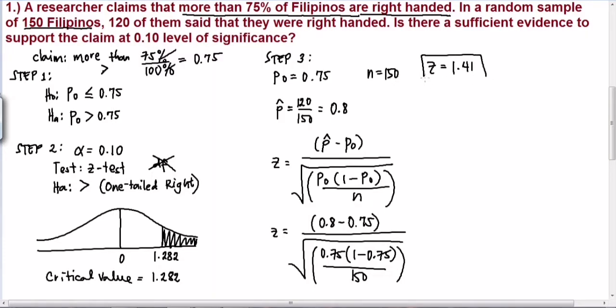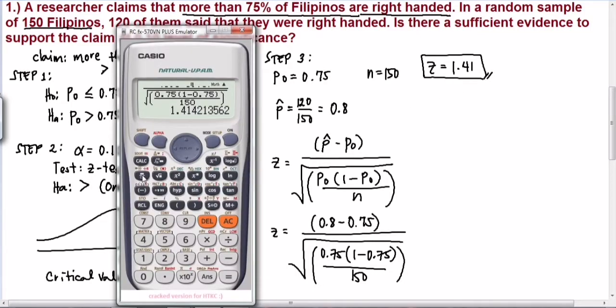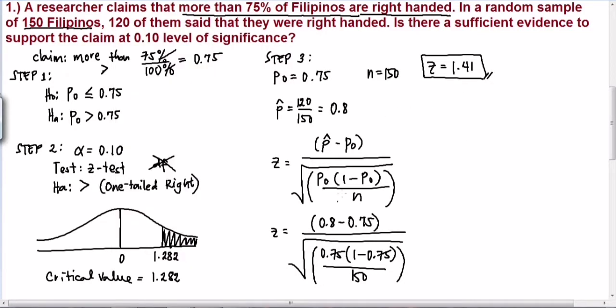Now, if you would ask me, ma'am, paano po dun sa mga calculator na walang ganito, walang fraction na ganito? So, ang gagawin nyo guys, dire-diretso lang yan sa pagsalpak. Magiging 0.8 minus 0.75. Ayan. And then, ito, gagawin nyo siyang divide sa calculus ninyo. Ayan. So, divide sa calculus and then pindutin si square root. Tapos, ito, pindutin si parenthesis.